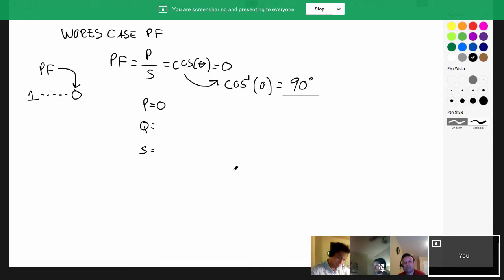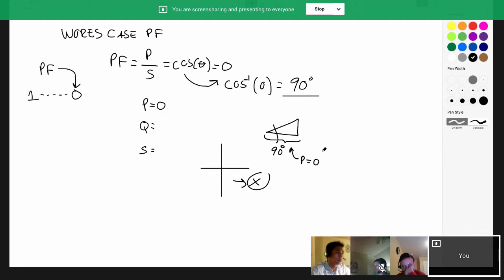How about this? So we know P equals 0, right? So if I've got a phasor diagram like this, I know I'm not going in the x direction at all, right? Because that's our P value. And I know my angle is 90 degrees. So what would a triangle look like that has both an angle of 90 degrees and this horizontal component of P equals 0? Slide upward. Yeah, exactly.